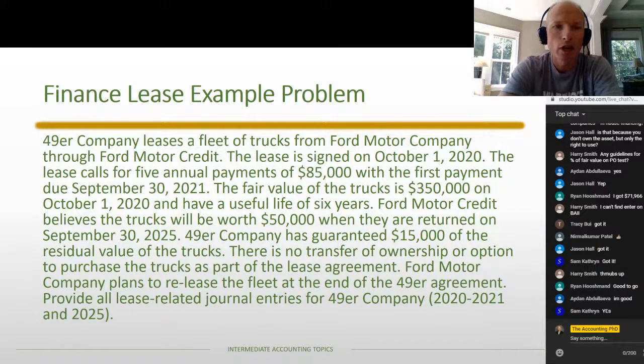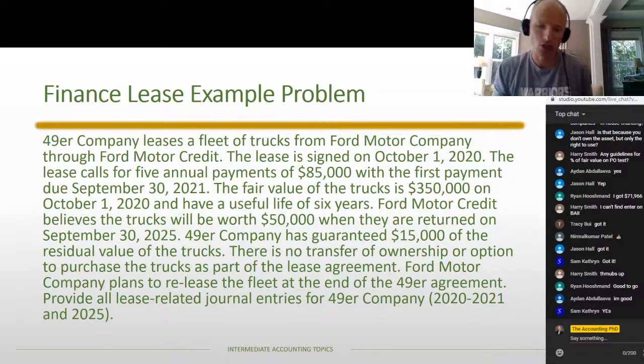So 49er Company leases a fleet of trucks from Ford Motor Company through Ford Motor Credit. The lease is signed on October 1st, 2020. There are 5 annual payments of $85,000 with the first payment due September 30th, 2021. So already, hopefully you can see that this is an end of period payment, not a beginning of the period payment. And so if I were you, I would go ahead and change it back, and actually that's what I'm going to do right now. So again, second payment, second enter, and you should have it changed back to end. So I would just make that change right away.